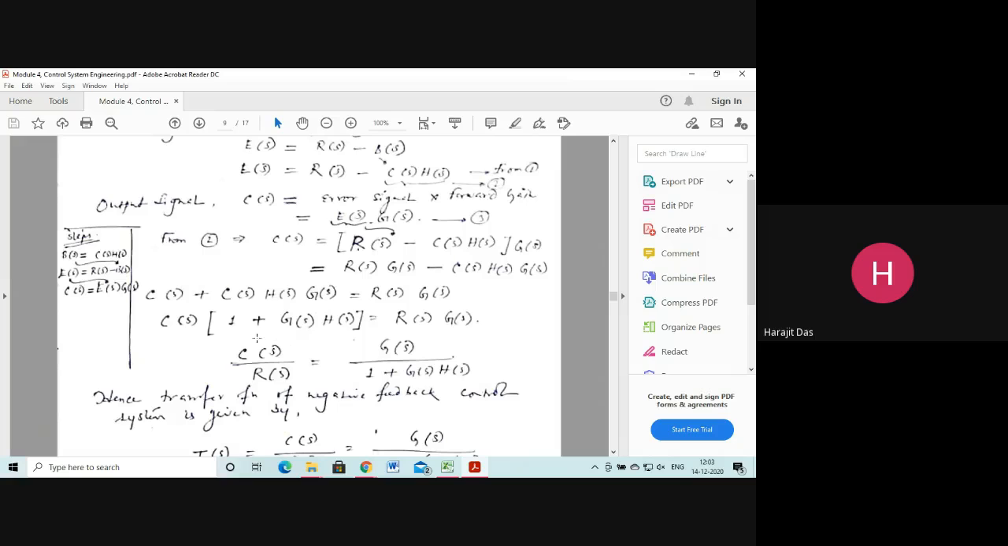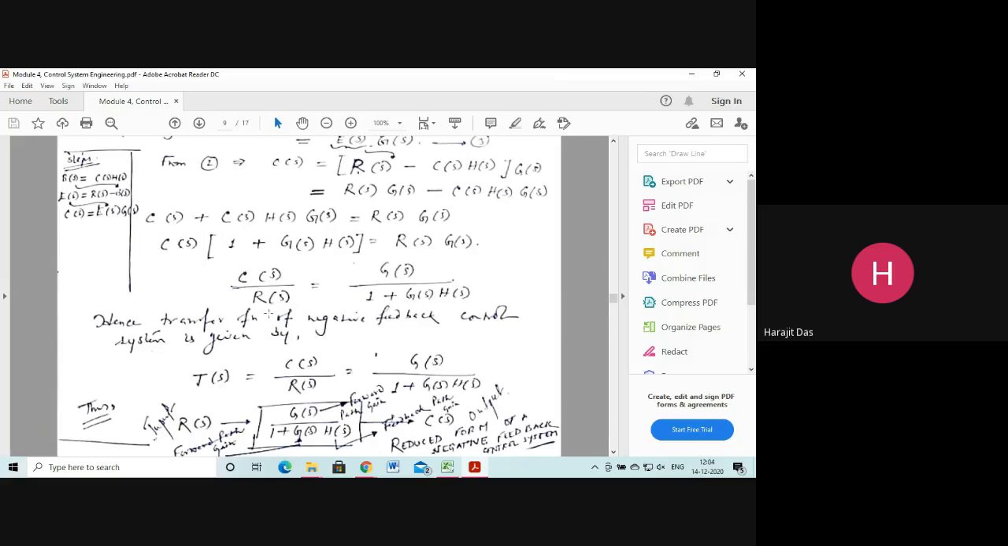So this is nothing but the transfer function for a negative closed loop control system, because it is the ratio of the Laplace transform of output variables to the Laplace transform of input variables when initial conditions are 0. There is no t, so we are assuming that the initial conditions are 0. So this is the transfer function. So transfer function T of S equals C of S by R of S, and that means G of S by 1 plus G(S) H(S).